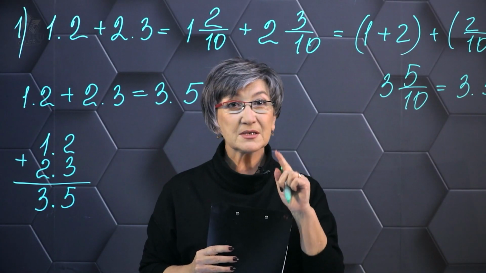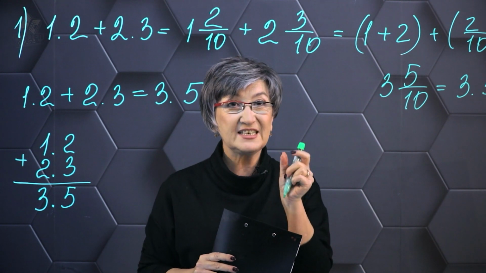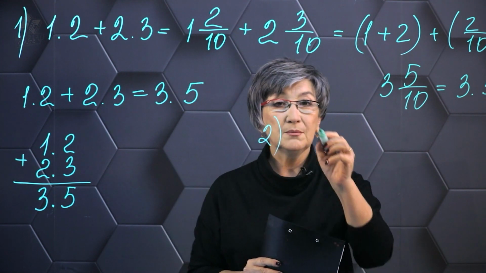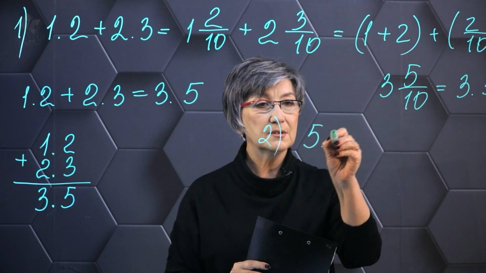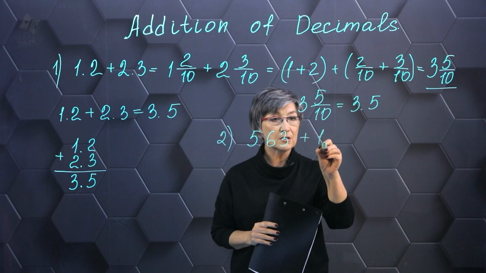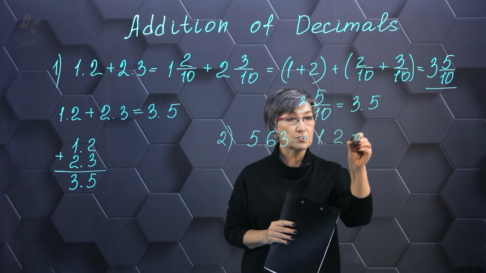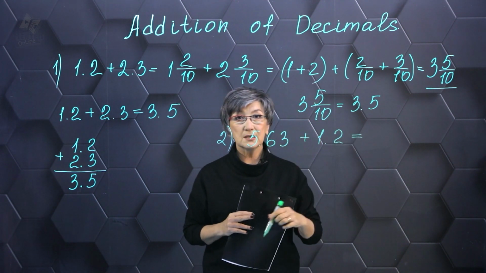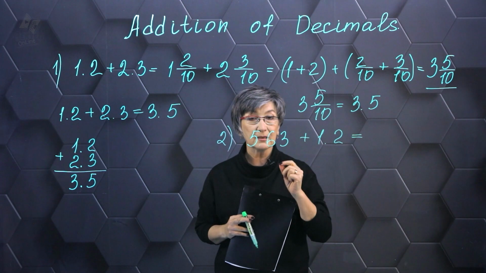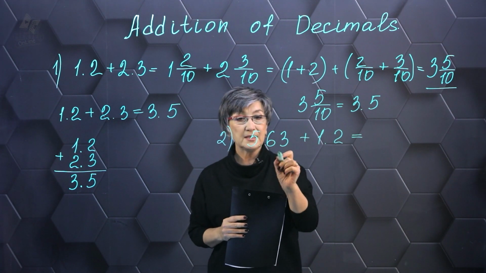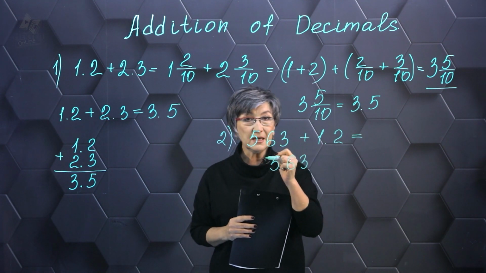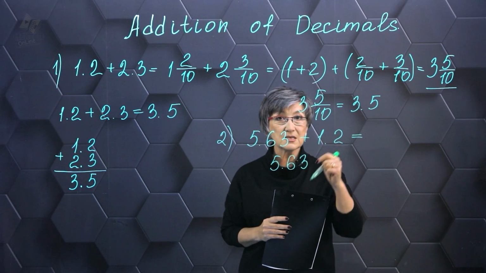And now we will look at another example when the number of decimal places is not equal. So here's the second example. Let's say that I need to add 5.63 and 1.2. What happens in this case? You and I have already agreed that we will add by column. So I'm writing down the first number, 5 whole 63 hundredths. And now I have to write down 1.2.